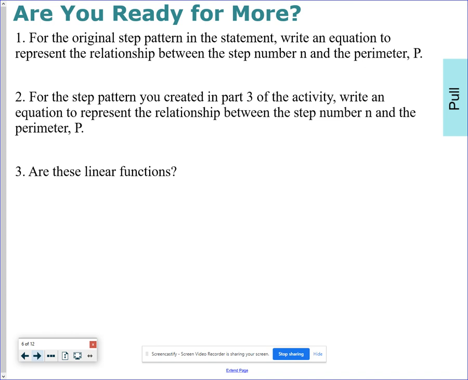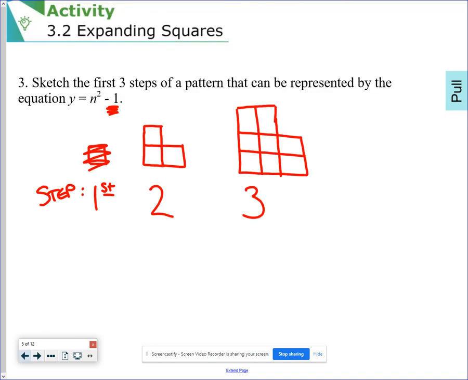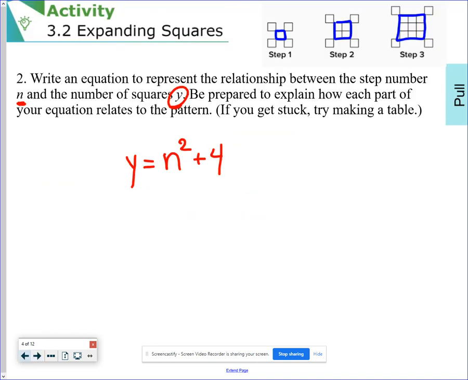All right, so now that we've done those patterns, it says for that original step pattern in the statement, write an equation to represent the relationship between the step number and the perimeter. Now they're going back to this original one. So let's talk about the perimeter now. The perimeter of these blue squares that I've drawn, I know for sure the perimeter of this is 4. And the perimeter of this is 4, and this is 4, and this is 4. So every single one of these I'm adding 16, just with those outside squares.